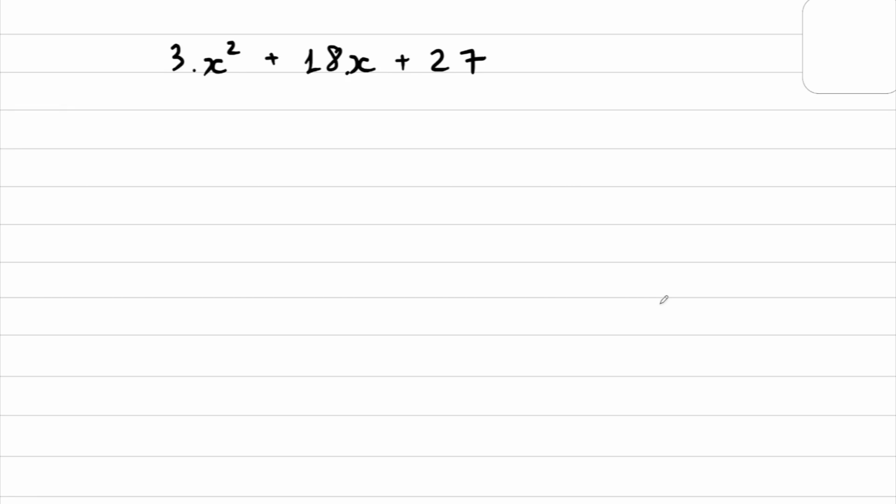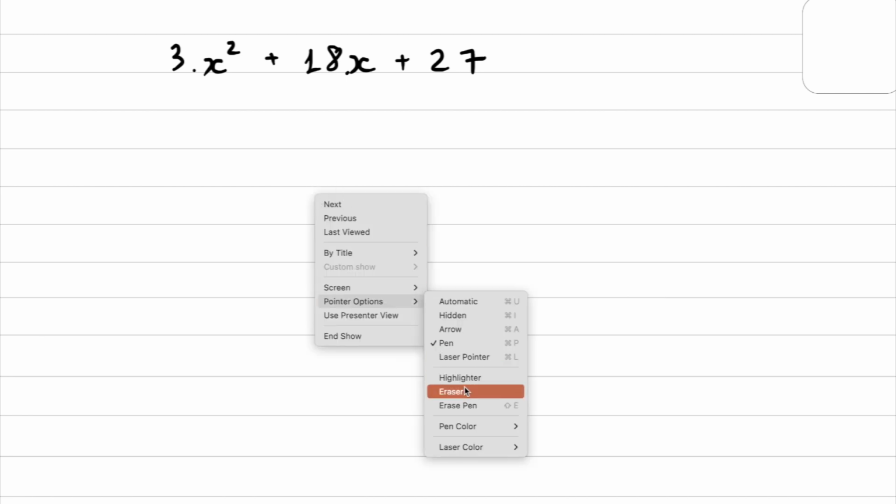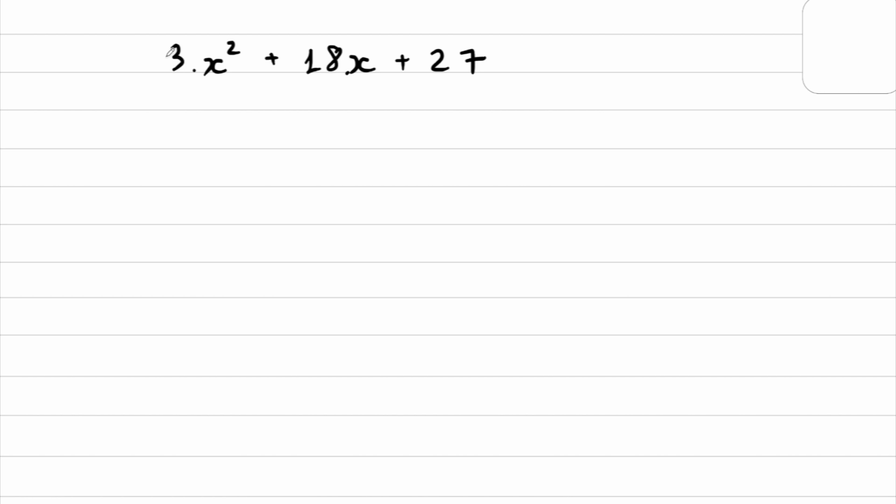Okay, the last one: three-term expressions where the coefficient of x squared is different to 1. For example, in this one, you've got 3x squared. In the previous video, we worked on the three-term expression with the coefficient of x squared equal to 1, but it is not the case anymore. You've got the number 3 here. So the first step, I have to convert this to 1 by factorizing.